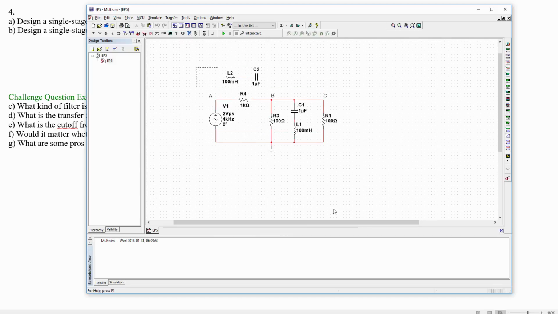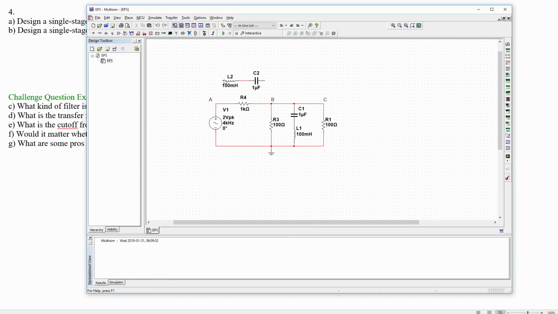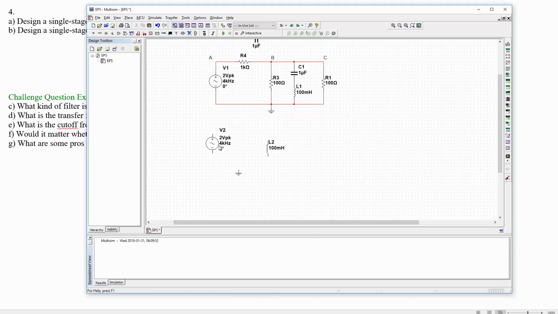So here's just some components we can move around. Here's our 100 millihenry inductor. We're going to need that. Maybe we'll put a voltage supply there, and we'll get a ground. And if we want it to be a low pass filter, keeping in mind that the inductor is a short at low frequency, then a single stage low pass filter will look something like this.